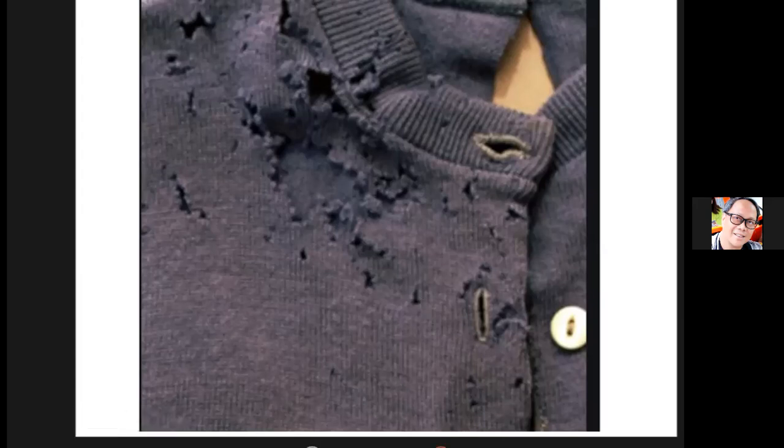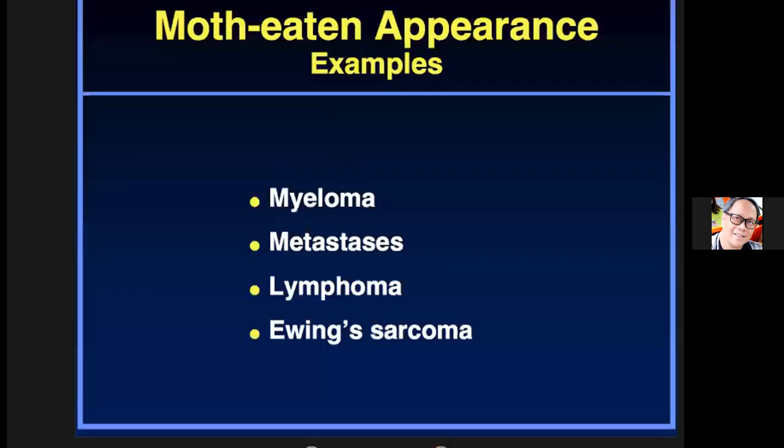So some other examples of moth-eaten pattern lesions: myeloma. Myeloma, in fact, is the most common primary lesion of the bone, no? Okay? Primary malignancy of the bone. Metastatic lesions. Okay, so when you say metastasis, the primary is somewhere else, and the spread is among other areas, in the bony structure. No? So you can have bone metastasis, lung metastasis, organ metastasis, etc. Now there is lymphoma and Ewing sarcoma.